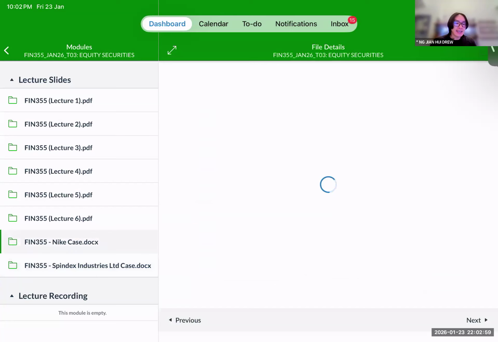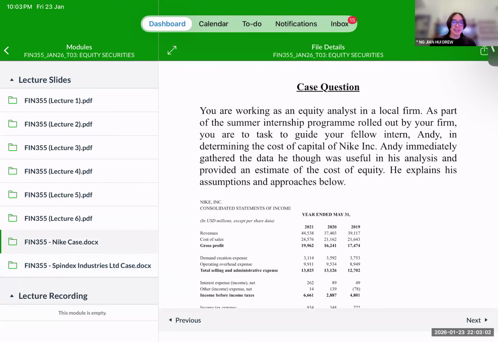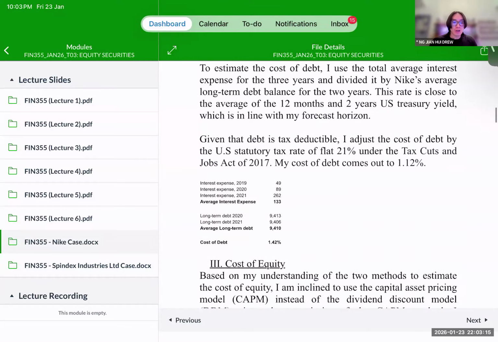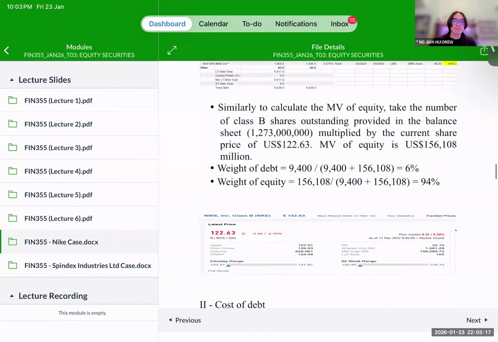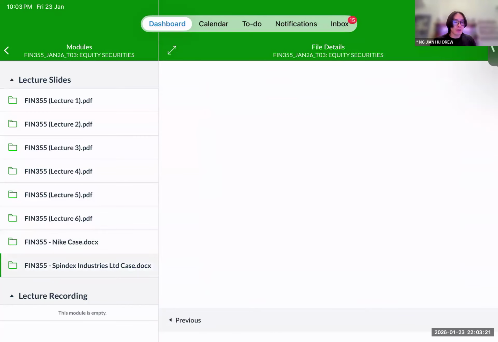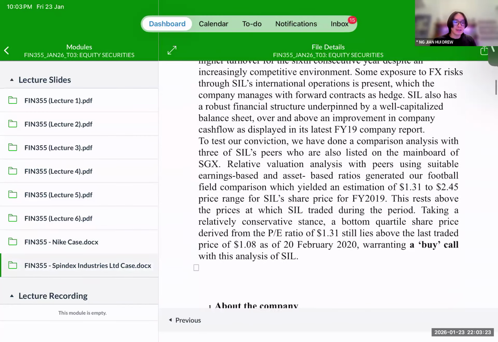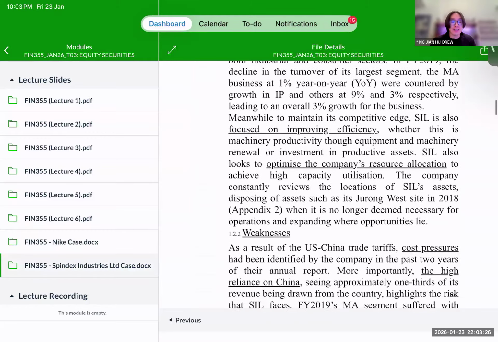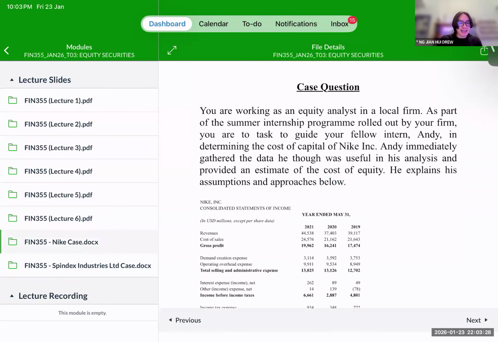And then you have the second case. The two cases are also under your self-review. So the Spindex, and then for your Nike case, this is more quantitative, right? So you can put this on hold first. You can go through this after lecture two, since this one is focused on the quantitative aspect. So it's very important to go through the cases, especially these two, right? In the meantime, we can go through the Spindex maybe next week since there's no lecture. Nike we can go through after lecture two.